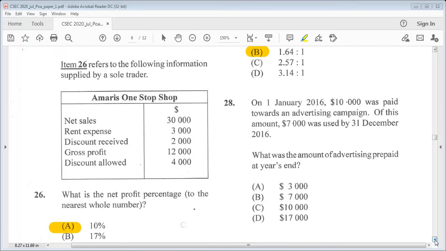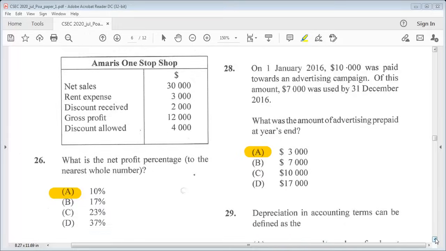It says on the 1st of January 2016, $10,000 was paid towards an advertising campaign. Of this amount, $7,000 was used by 31st of December 2016. What was the amount of advertising prepaid at year's end? So we simply deduct 7,000 from 10,000. We're left with 3,000. So A is the prepaid at the year's end.